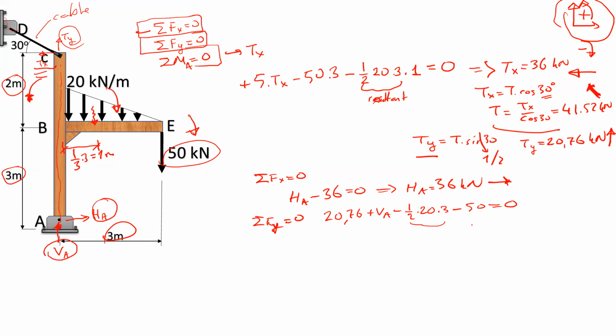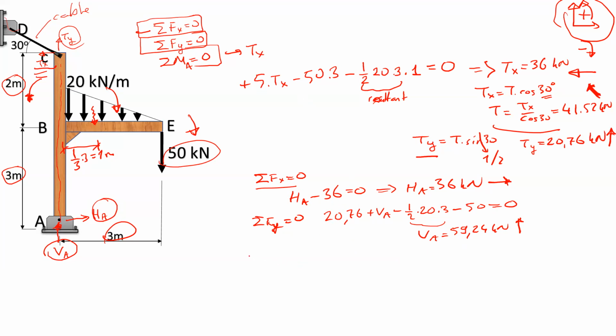And from here, I can come up with VA that's equal to 59.24 kilonewtons. It's positive. That means my assumed direction is correct, and so it's an upward direction. And I just find out sum of forces in y direction, x direction, and after the solution I come up with the HA, VA, and cable tension forces.